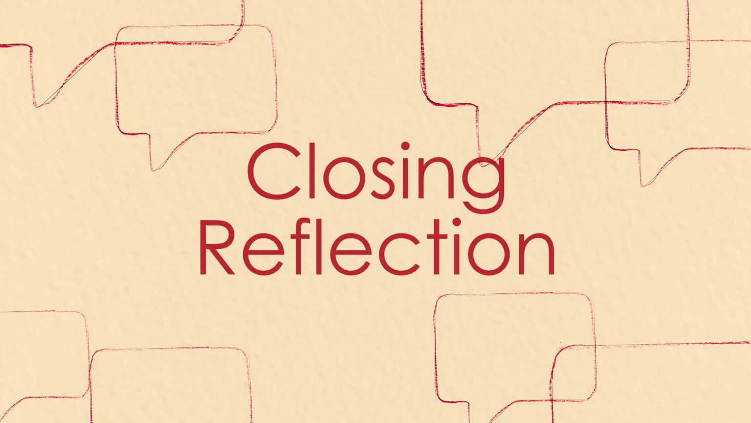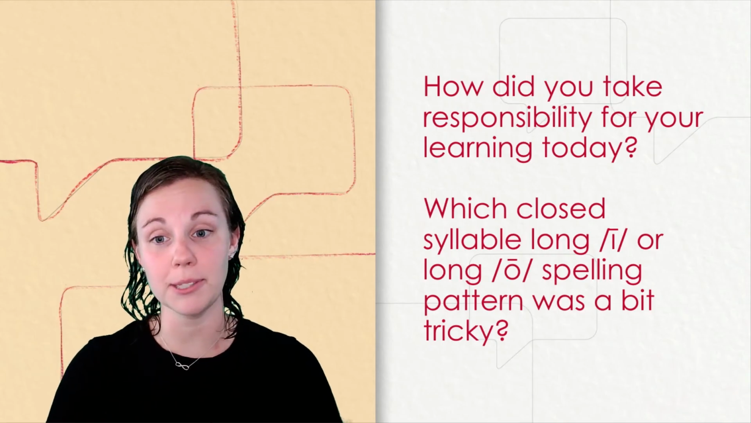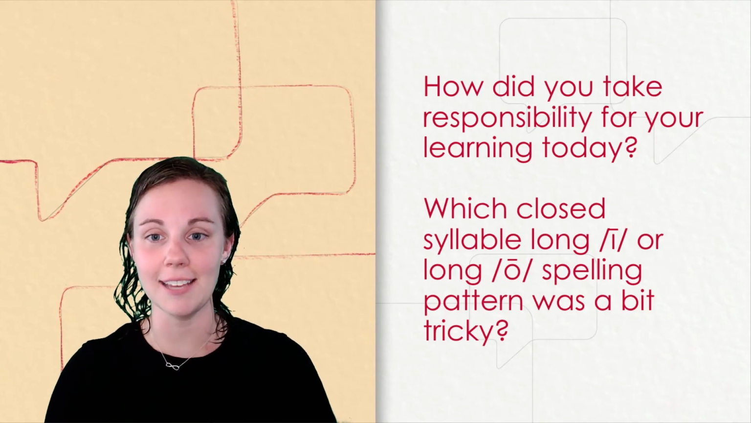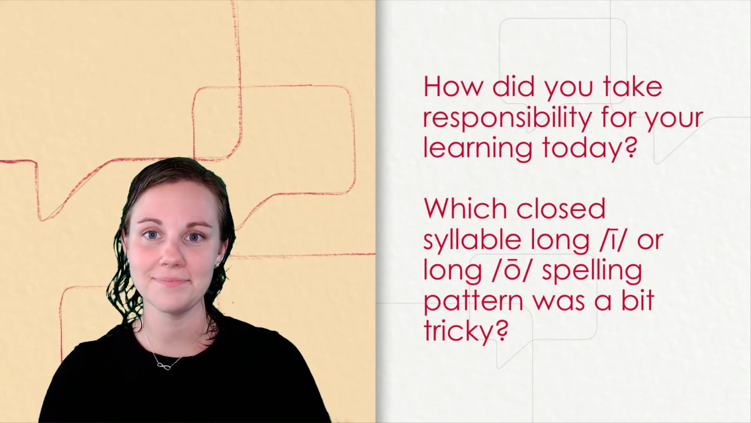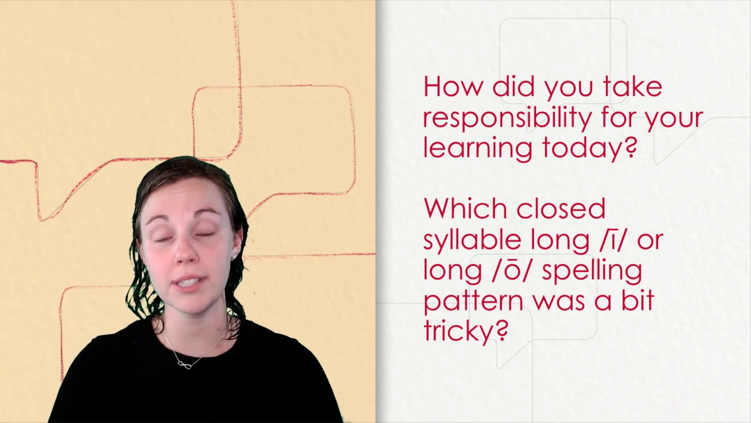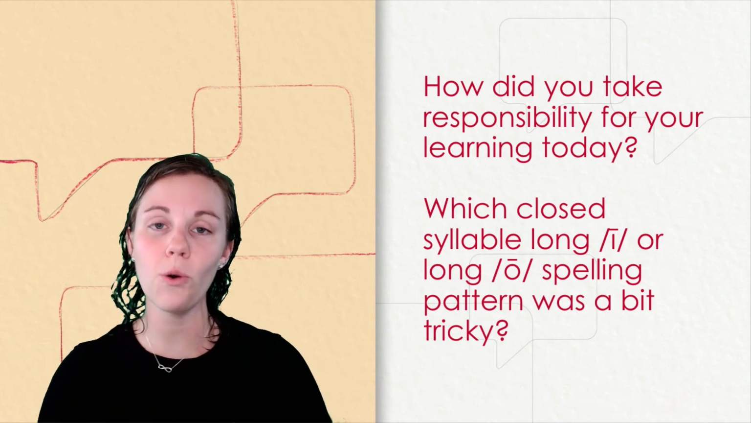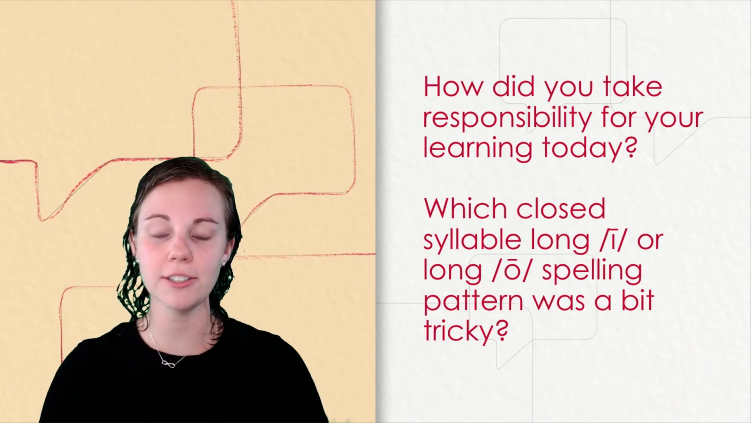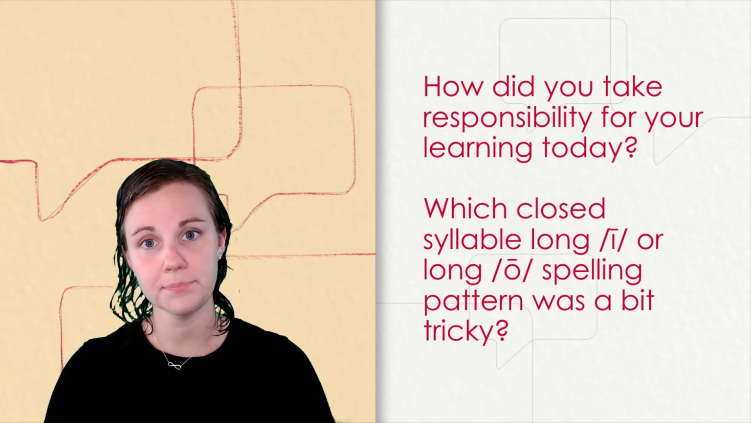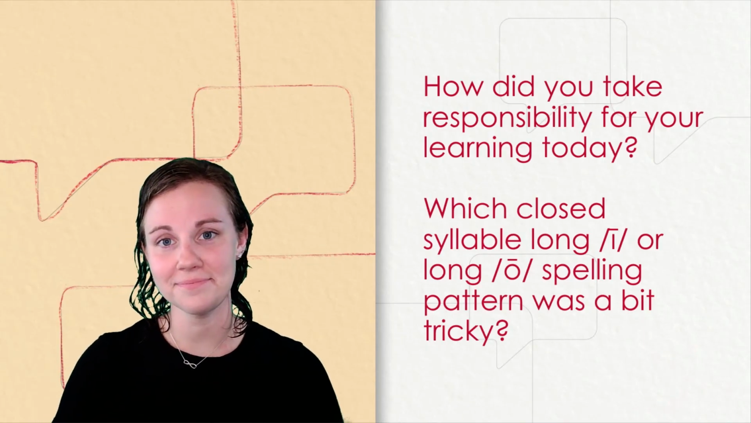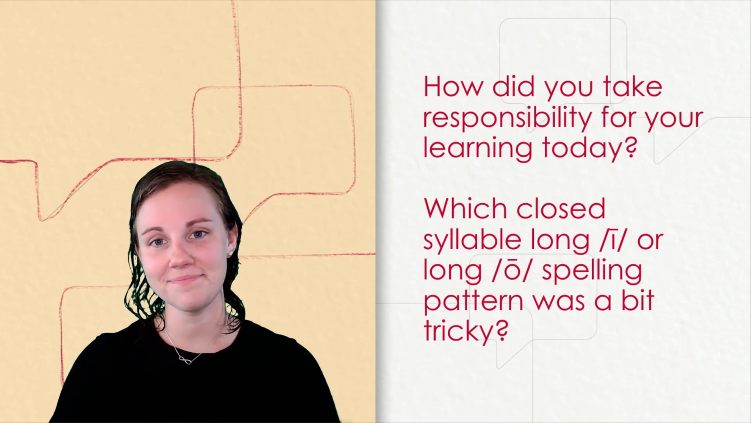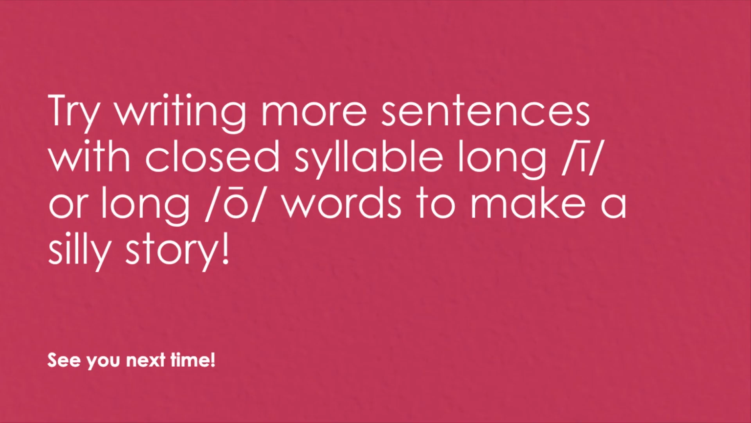Closing reflection. How did you take responsibility for your learning today? Which closed syllable, long I or long O spelling pattern was a bit tricky? Try writing more sentences with closed syllable, long I or long O words to make a silly story.